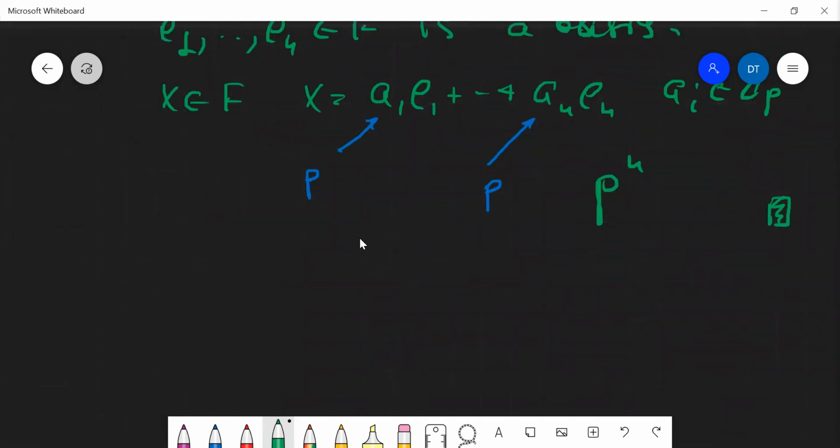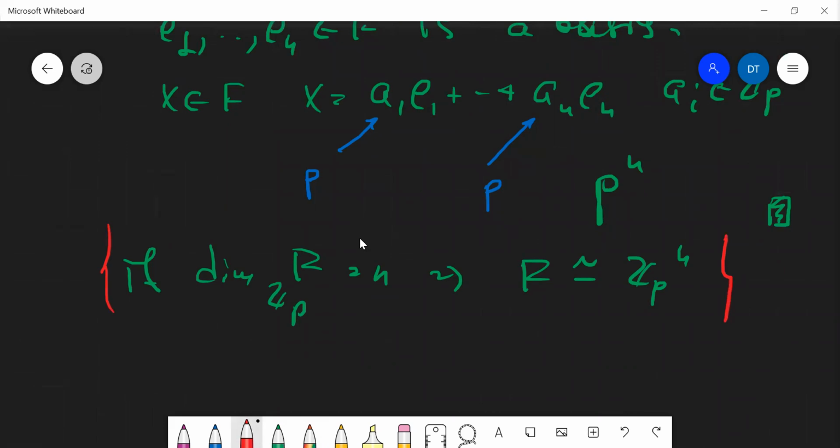Roughly speaking, if the dimension of F over Z_p is n, then F as a vector space is isomorphic to Z_p to the n. So this is what was going on here. If you prefer a more general proof, using some fancy words, then what we did is this: if we have a finite dimensional vector space over the field Z_p, then it's isomorphic to Z_p to the n, and Z_p to the n has p to the n elements, so that's why this is true.